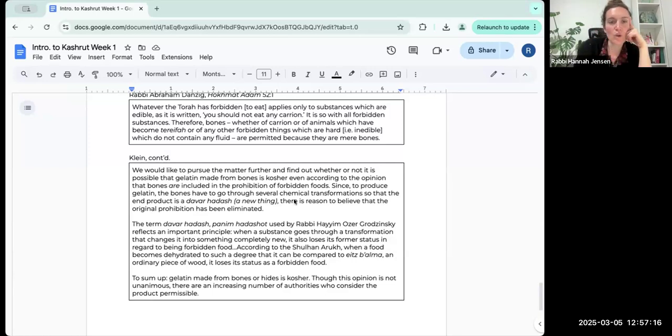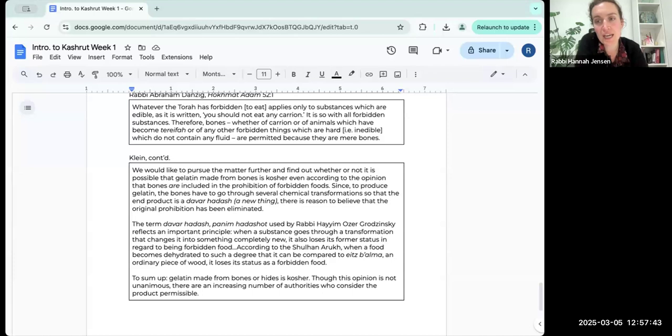He says, we would like to pursue the matter further and find out whether or not it's possible that gelatin made from bones is kosher, even according to the opinion that bones are included in the prohibition of forbidden foods, which goes to both of your points and Alicia's point of, well, if it's not kosher, it's not kosher. And he says, but maybe not. Let's find out. He says, since to produce gelatin, the bones have to go through several chemical transformations so that the end product is a davar chadash.